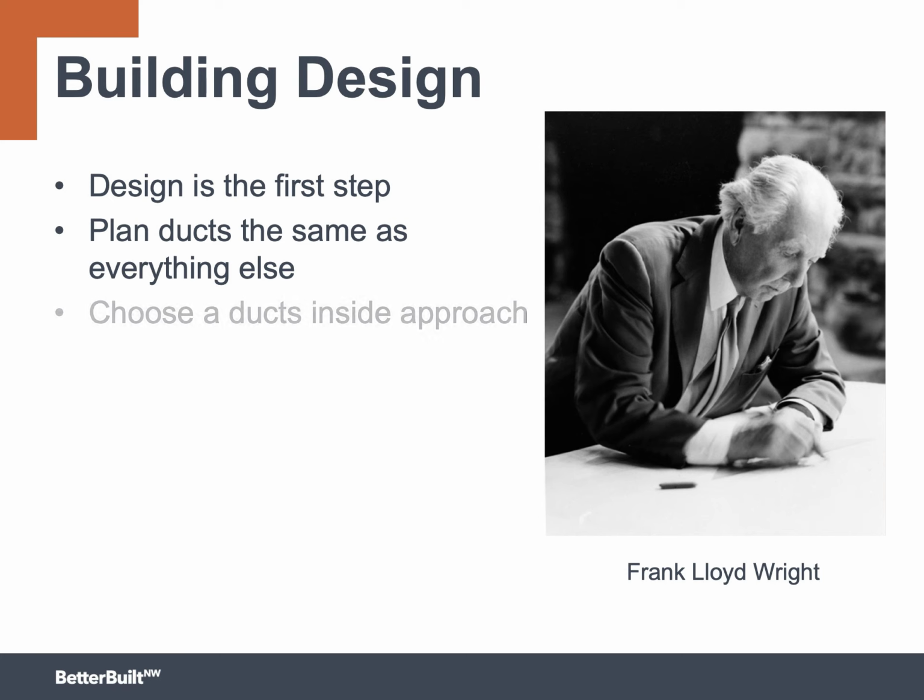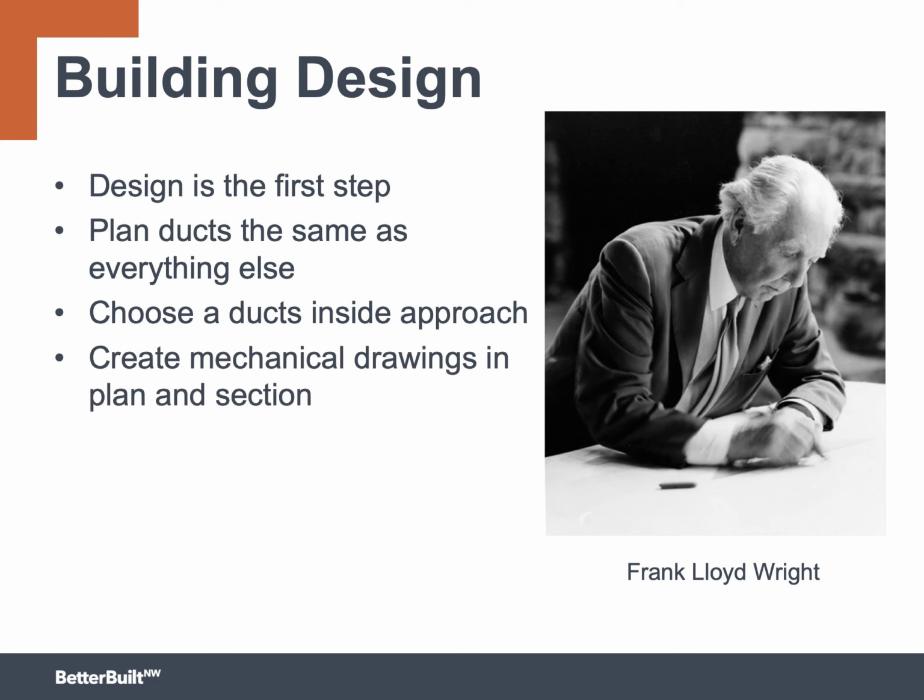The first step is to choose the strategy that you plan to use. Is it going to be the dropped soffit, or the open web floor trusses, or something else? Or maybe it will be a combination of approaches. Then create mechanical drawings, not only in plan view but also in section, so that it's very clear exactly where the ducts are going to occur inside the house.